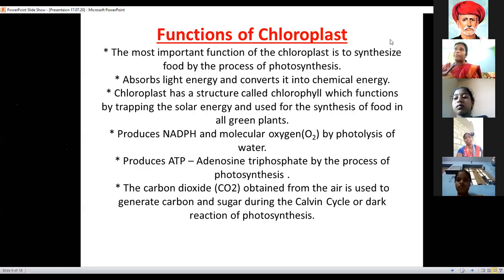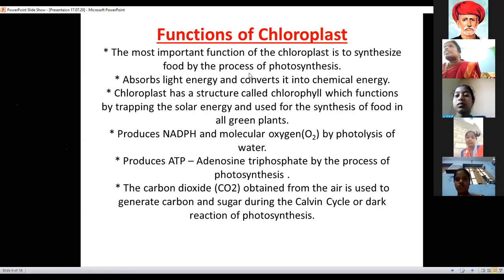Okay, understood, all of you? Next, very important, the functions of chloroplast. See, all of you, listen and observe carefully in this slide. What are the functions of chloroplast?